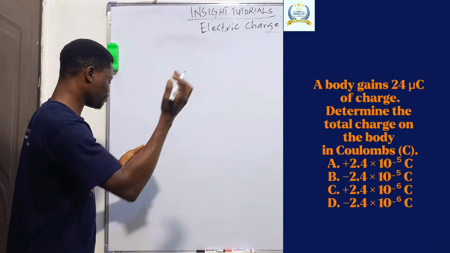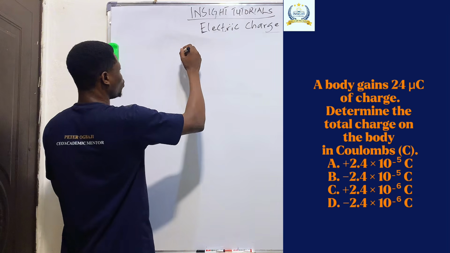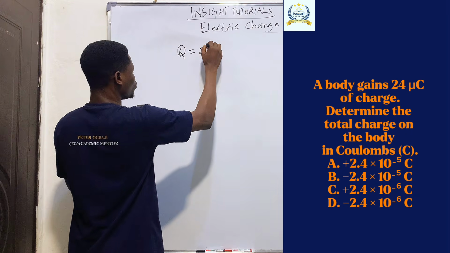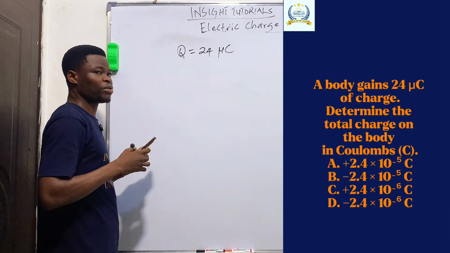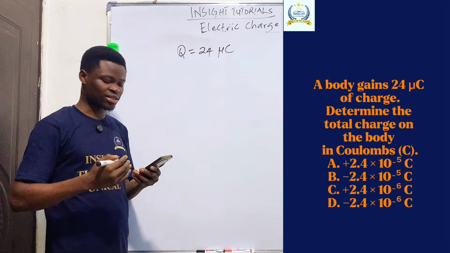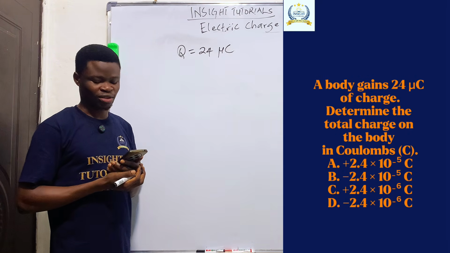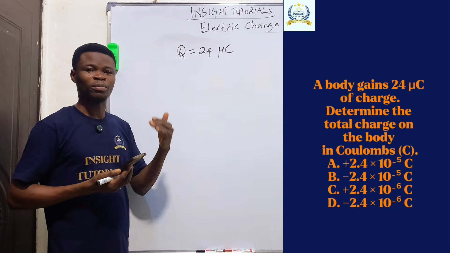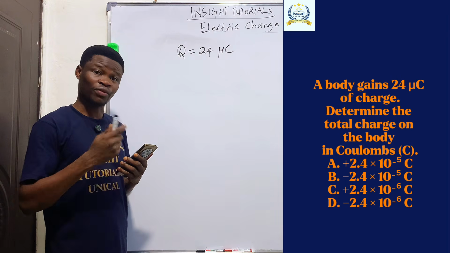We all know that the total charge gained by this body, Q, is equal to 24 microcoulomb. Now, one principle you need to understand is that anytime a body gains electrons, it becomes negatively charged, right? And if a body loses electrons, it becomes positively charged. So this question is going to have a negative answer.